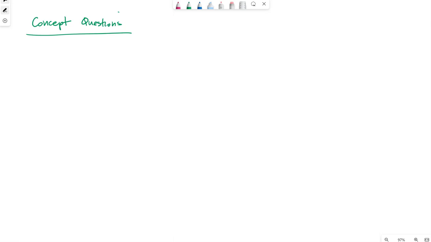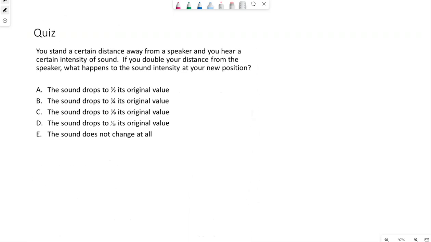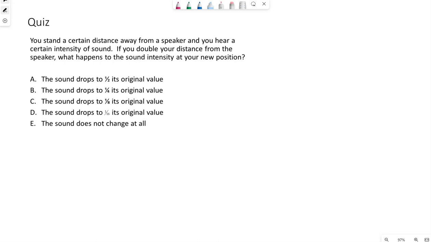Let's go through a couple of concept questions involving intensity and sound intensity level. So here is our first question. Answer it on your own and then watch the solution. So the correct answer here is B.